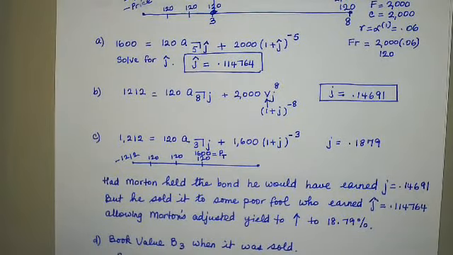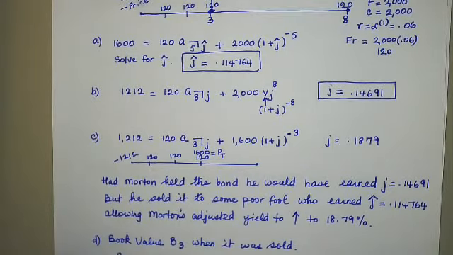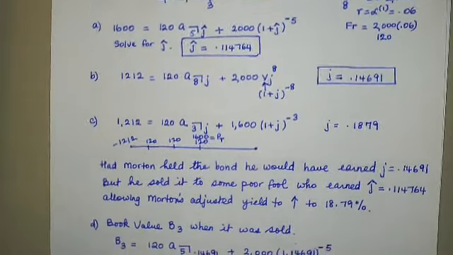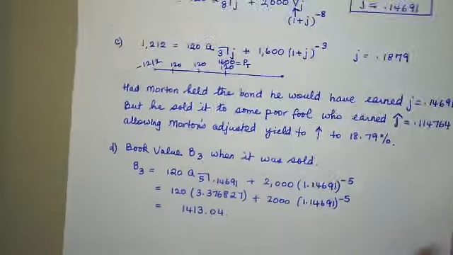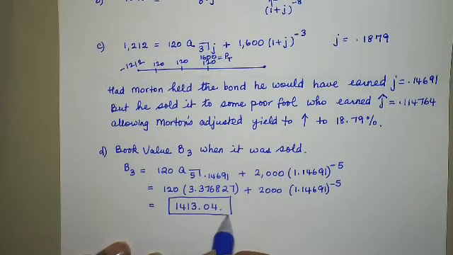Five coupons remaining, right? So 120 A angle 5 at 0.14691 plus 2,000 times 1.14691 to the minus 5 power, which is 120 times 3.376827 plus 2,000, 1 point, I should have found what that is, but I didn't, equals 1413.04.